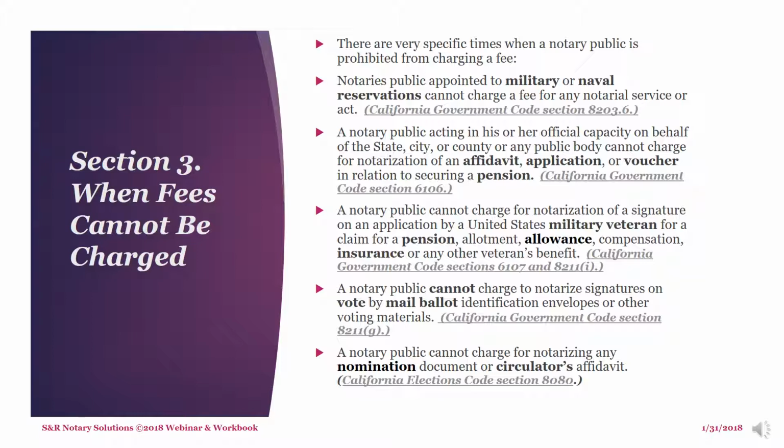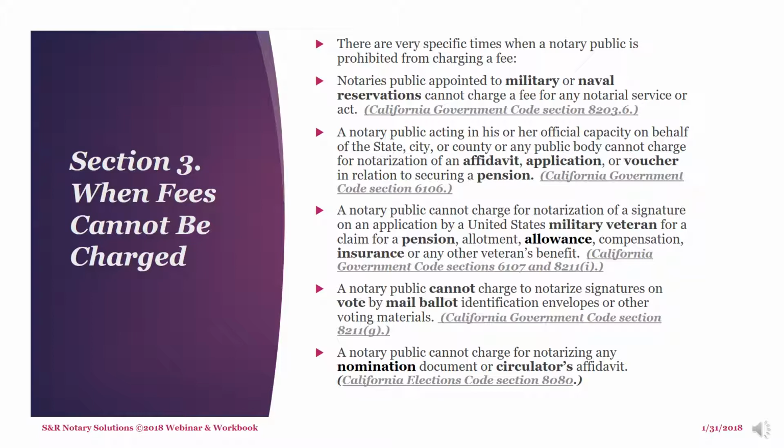body cannot charge for notarizing of an affidavit, application, or voucher in relation to securing a pension. A notary public cannot charge for a notarization of a signature on an application by a United States military veteran for a claim for a pension, allotment, allowance, compensation, insurance, or any other veteran's benefits.